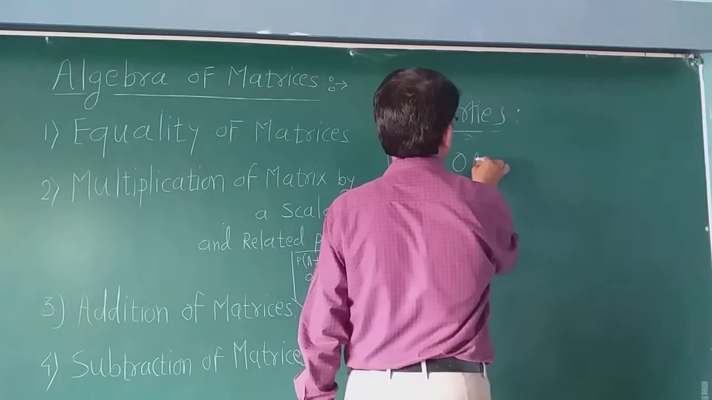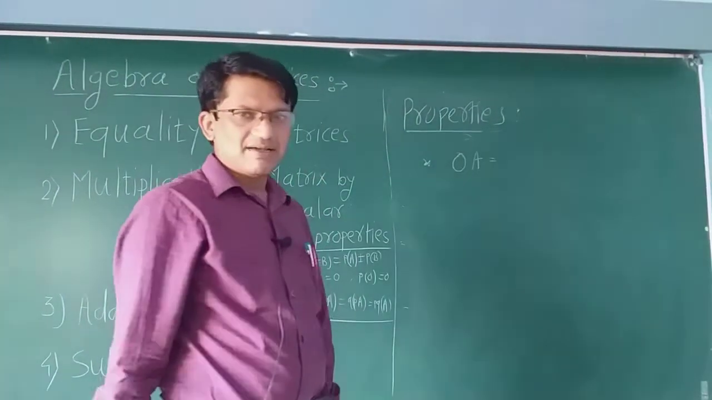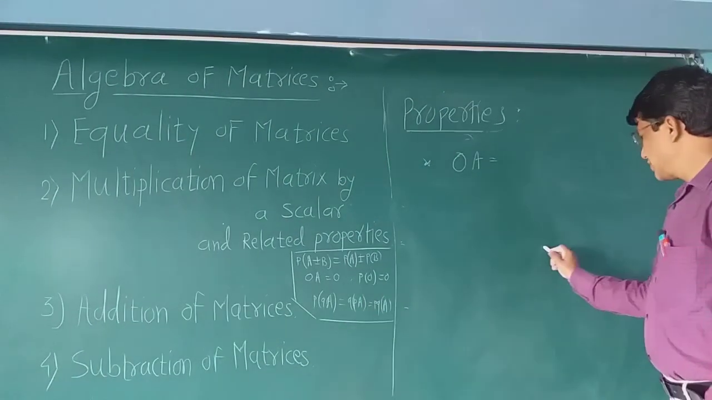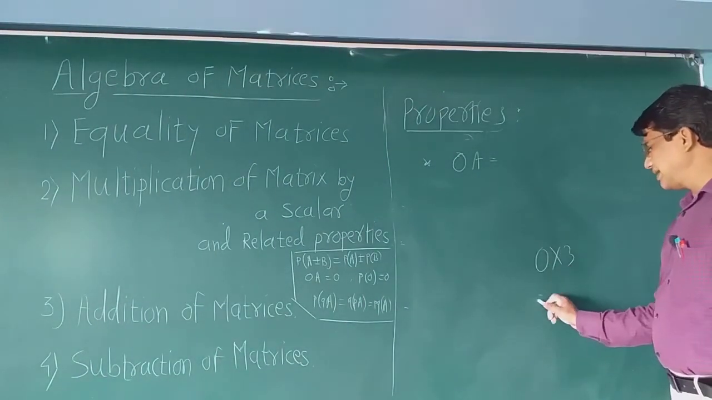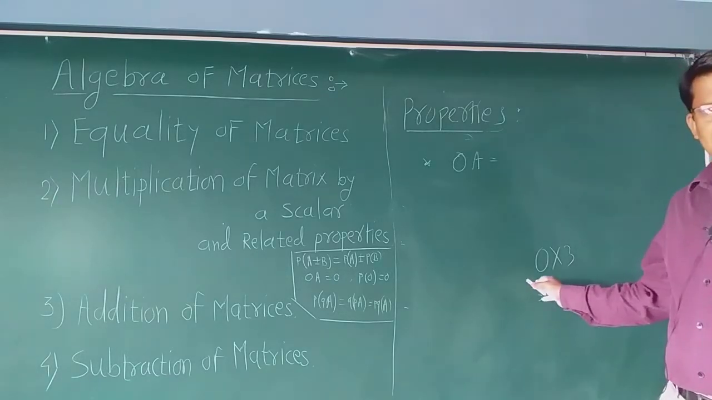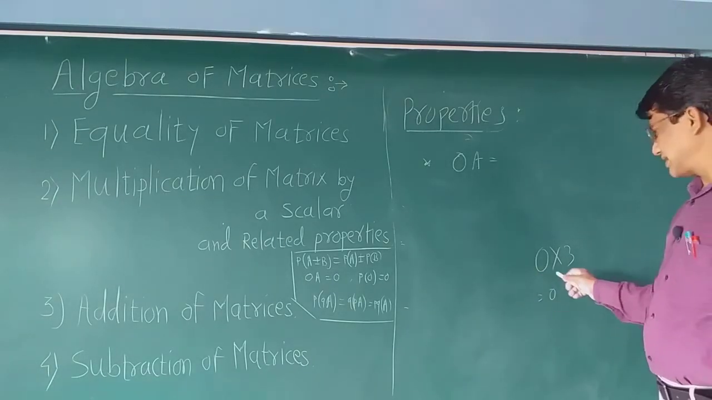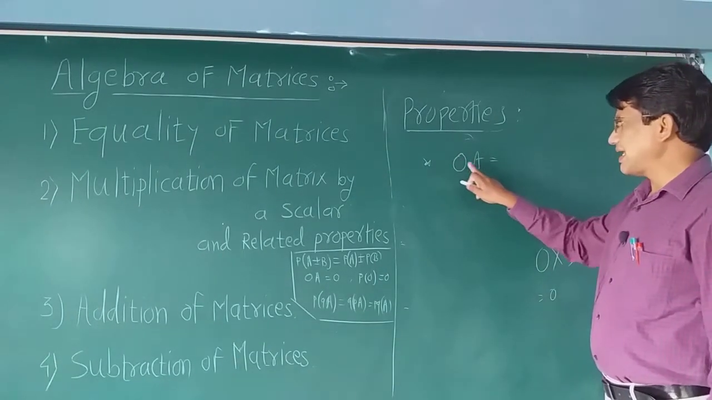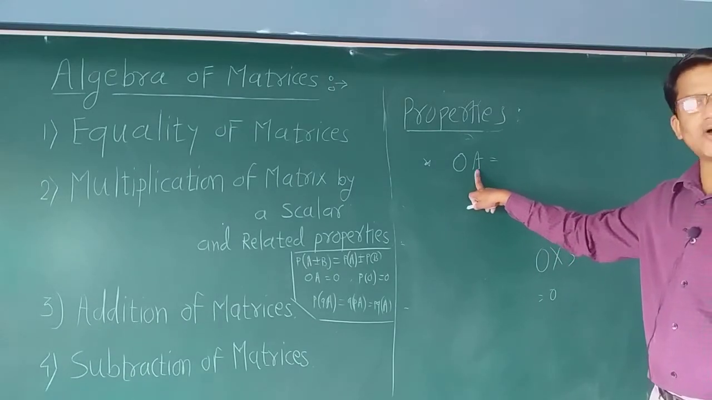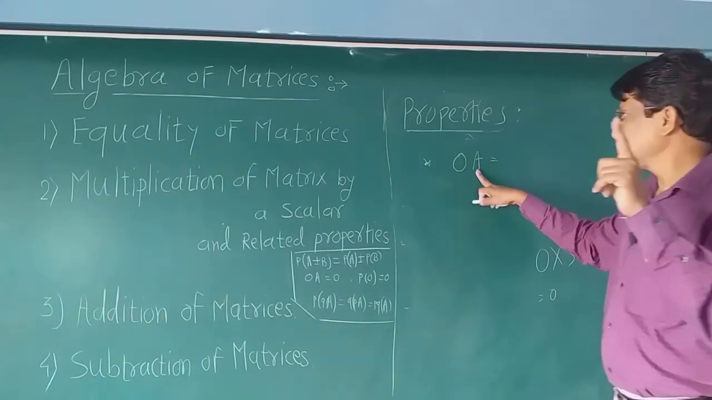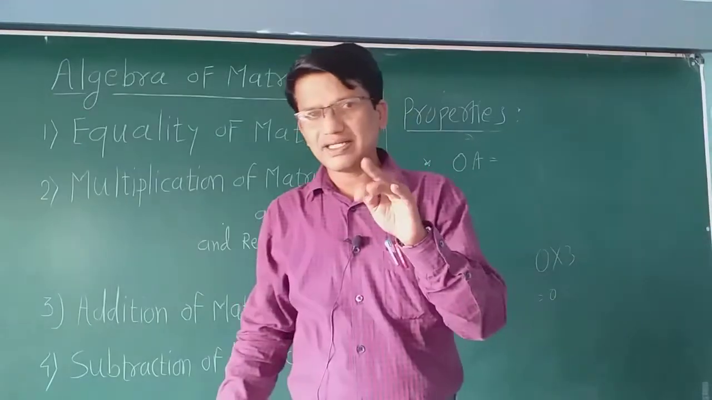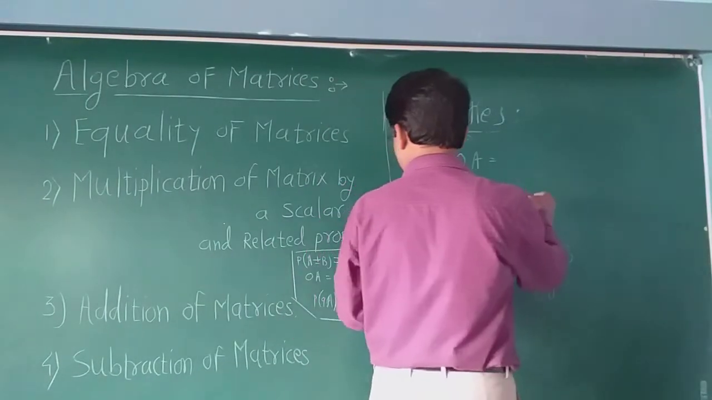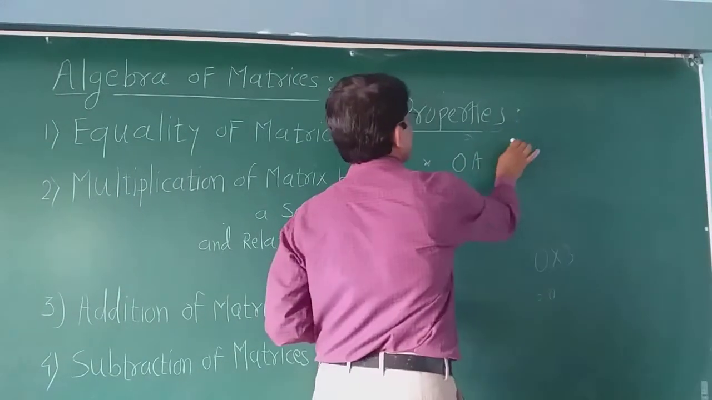0 multiplied by A. What will the answer be? In our algebra, 0 multiplied by 3, what is the answer? 0. This is in arithmetic, 0 multiplied by 3, the answer is 0. In the same way, 0 multiplied by A, where A is a given matrix, here 0 we can say is a 0 matrix. So what is the answer? The answer is 0.